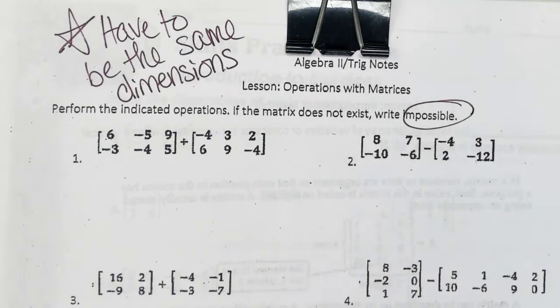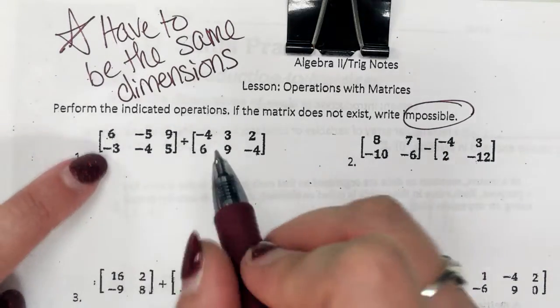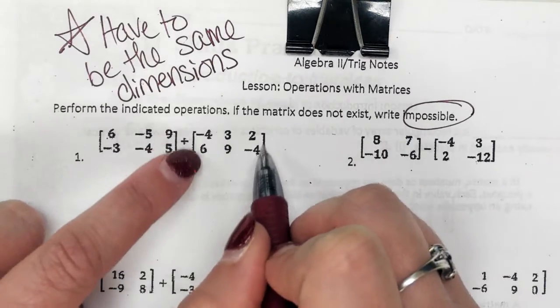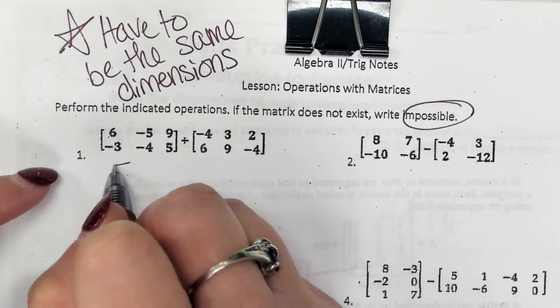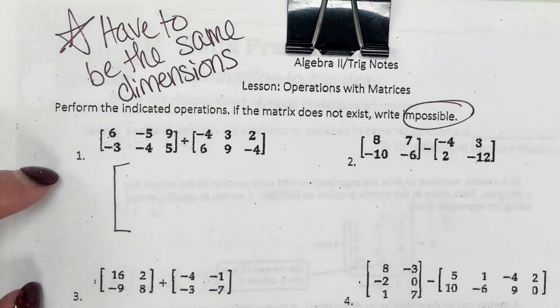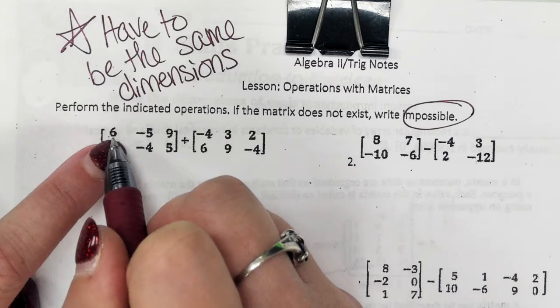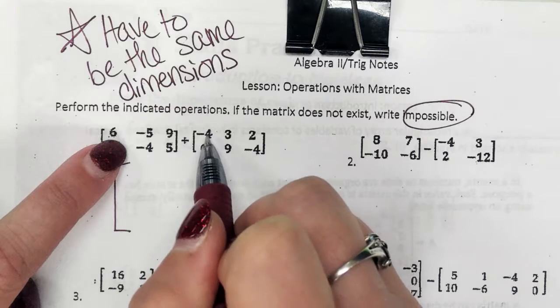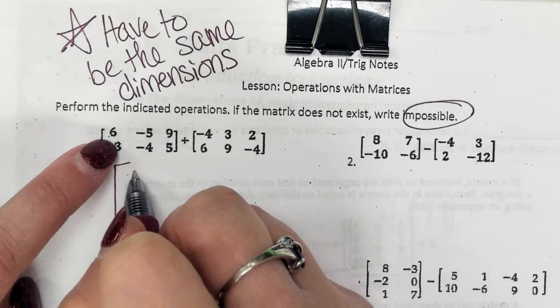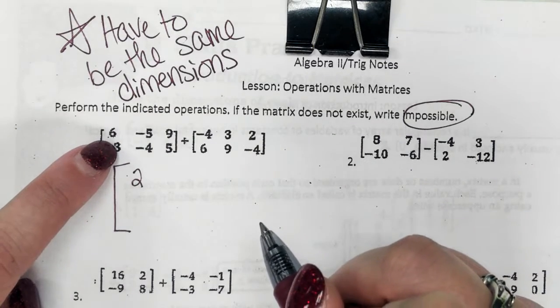All right? So here we go. Here's what we're going to do. Notice what is around all of these matrices. Brackets. So that's what we're going to write, okay? We're going to take that first number, the 6. There you go. What's 6 plus negative 4? 2. Positive 2. Yep, you're done.